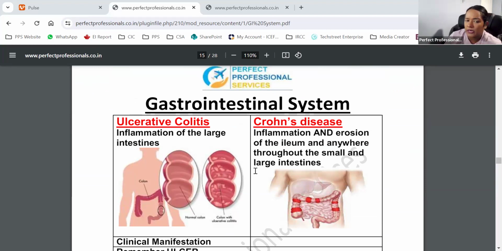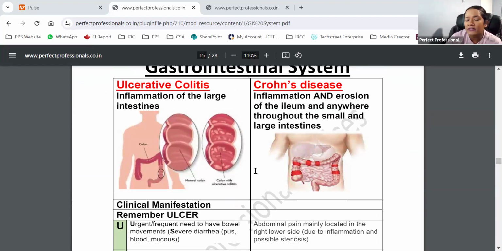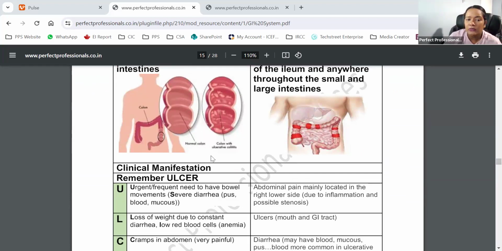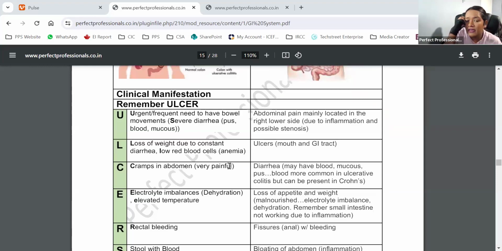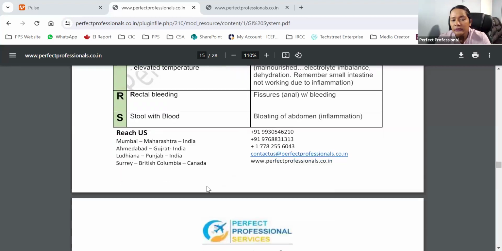Next is ulcerative colitis. Ulcerative colitis is inflammation of the large intestine. What you have to remember are the clinical manifestations. Urgent, frequent need to have a bowel movement, severe diarrhea, with pus, mucus and blood. Loss of weight due to constant diarrhea, and with low red blood cells the patient will have anemia. Cramps in the abdomen, very painful. Electrolyte imbalance due to dehydration and elevated temperature will be there. Rectal bleeding and stool with blood will be there.